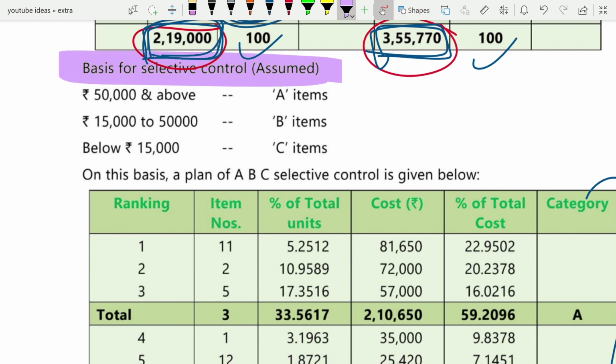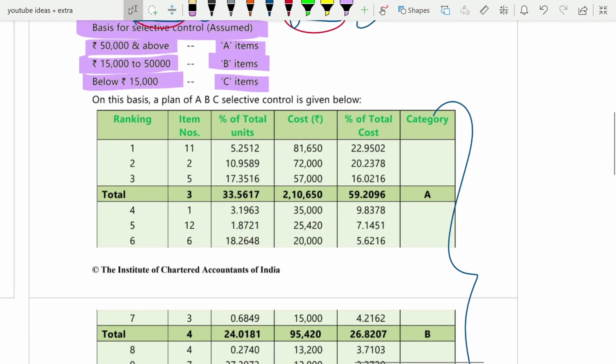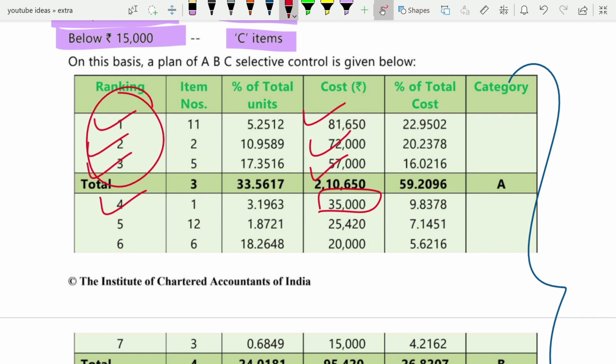Whatever item is 50,000 and above will come under item A. Whichever item is 15,000 to 50,000 will come under item B. Whichever is below 15,000 will come under item C. Rank number 1 is above 50,000, rank number 2 is above 50,000, rank number 3 is above 50,000, rank number 4, oh my god, it is less than 50,000. So only the first 3 ranks will come under category A.